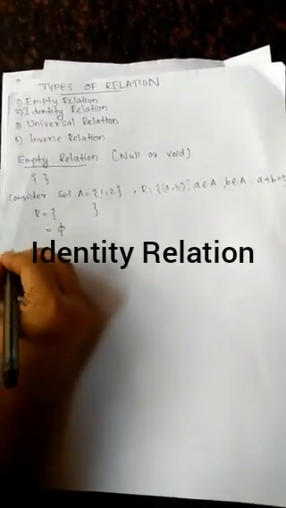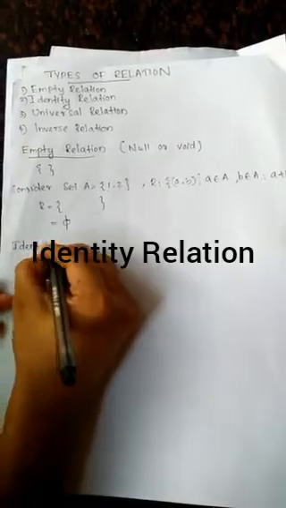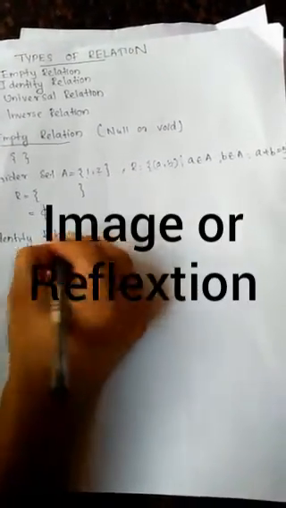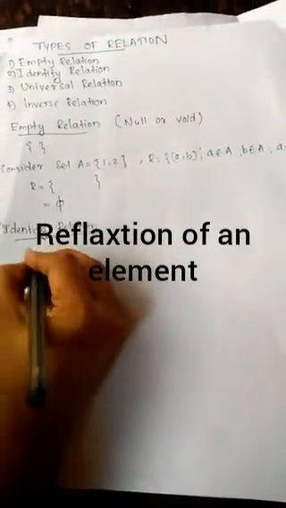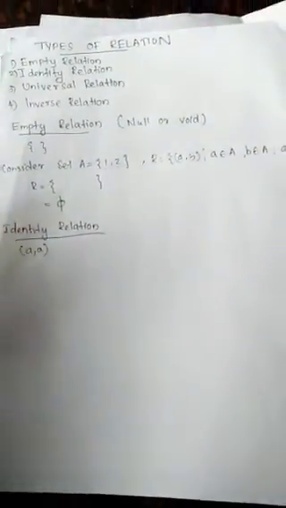Next we can move on to the next topic, that is identity relation. Identity, what is that? Everyone knows that the identity of every person is their reflection or their image. Here it is the same thing: an identity relation means the reflection or the image of an element. For example, if a is the element, then what will be its image? Its image will be a itself. In the same way, b maps to b itself, c maps to c itself.